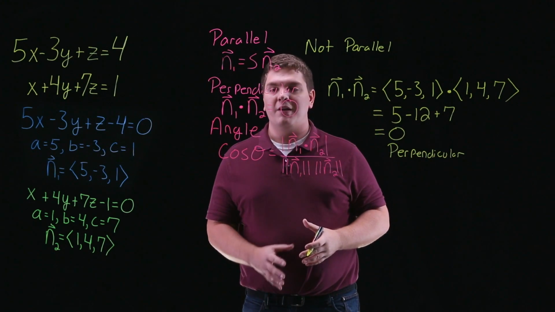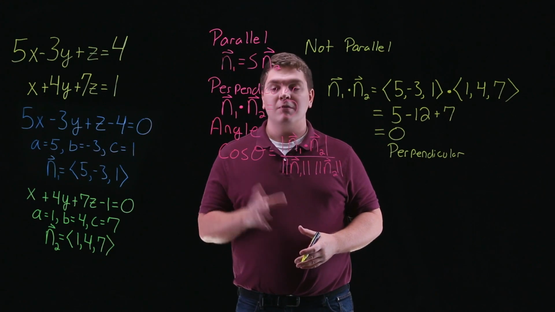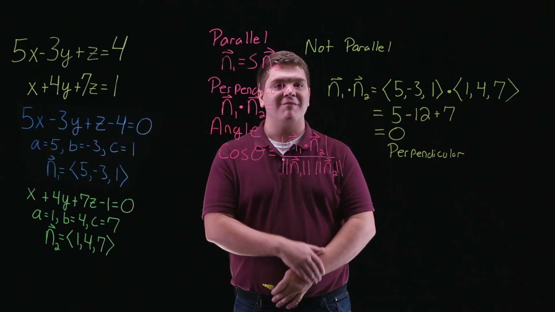And because our two planes are perpendicular, we know that they're going to meet at a right angle, so we don't need to calculate the angle of the intersection.